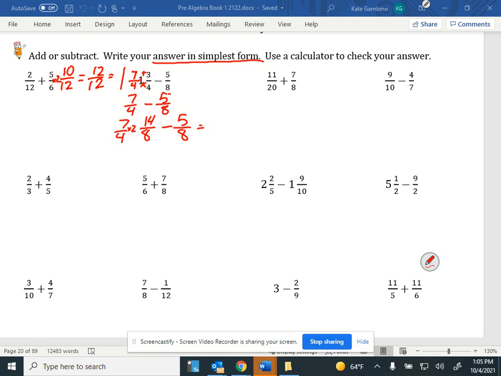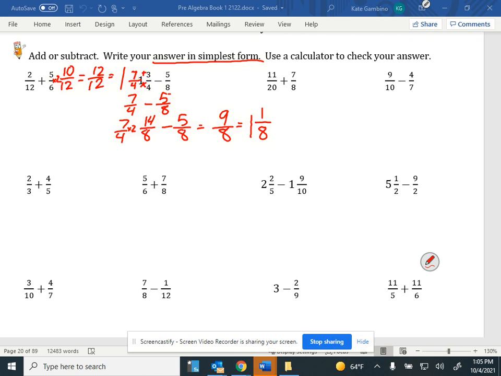Ethan? What is 14/8 minus 5/8? What is it? 9/8. So do I want to leave it at 9/8? No. Nope, we can turn it back into a mixed number. I can take 8 out of 9 one time, and I'm left with 1/8. So you can convert it back to that mixed number.